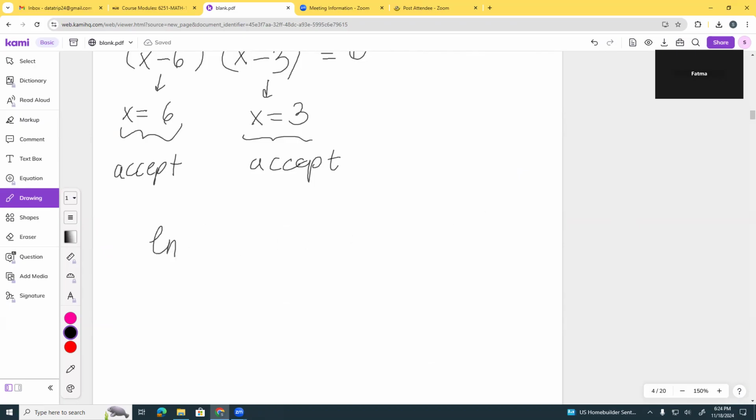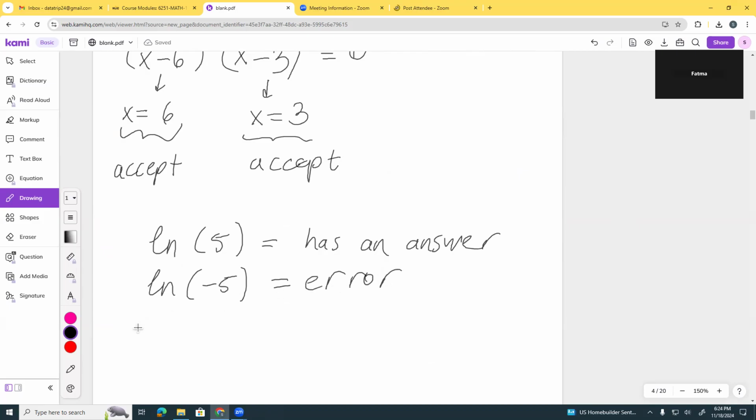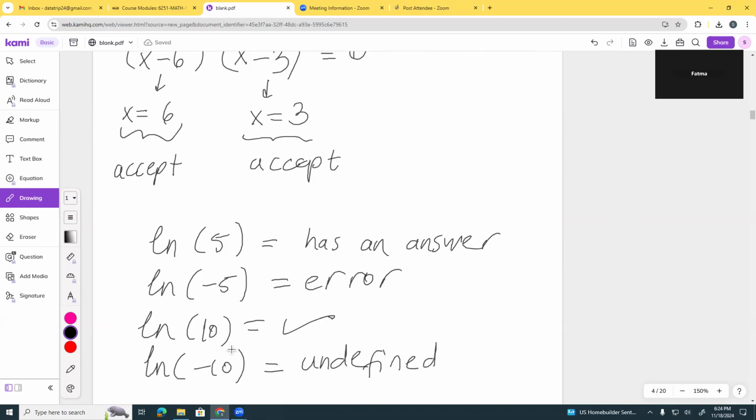So look, ln 5 has an answer, but ln of negative 5 is an error on the calculator. There is no answer. You can find the ln of 10, it does have an answer, but ln of negative 10 doesn't have an answer, so it's undefined. So you cannot take the logarithm of a negative number. So we're checking if, when we use these x values, they give us any negative number inside after the ln function. That's what we're checking.